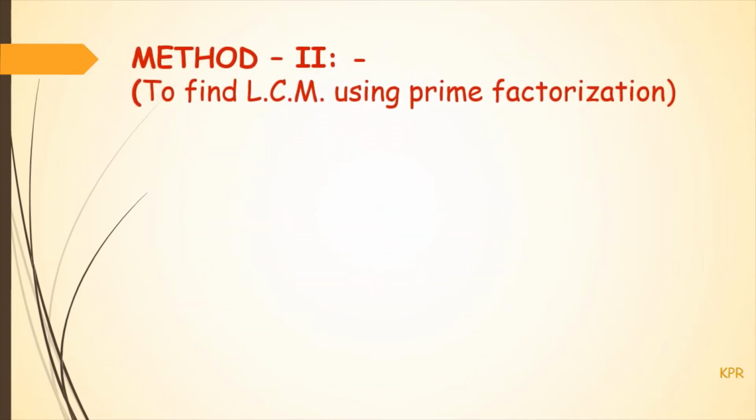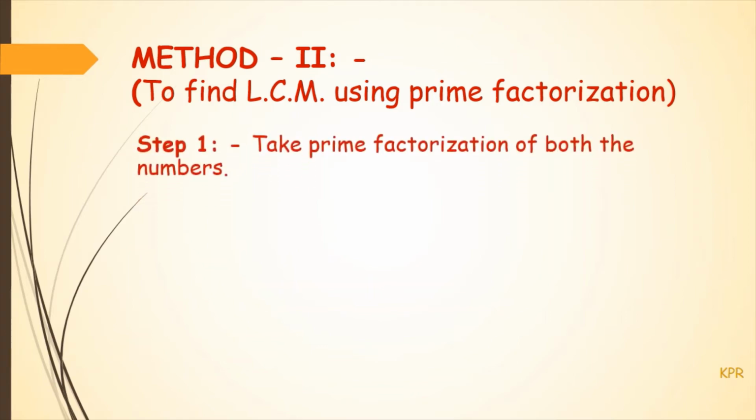Now, we will see the second method of finding LCM using prime factorization. Step 1, it is similar to the second method of finding HCF, that is, take the prime factorization of both the numbers. So 36 we can write as the product of the prime factors 2, 2, 3 and 3. 90 we can write as the product of the prime factors 2, 3, 3 and 5.